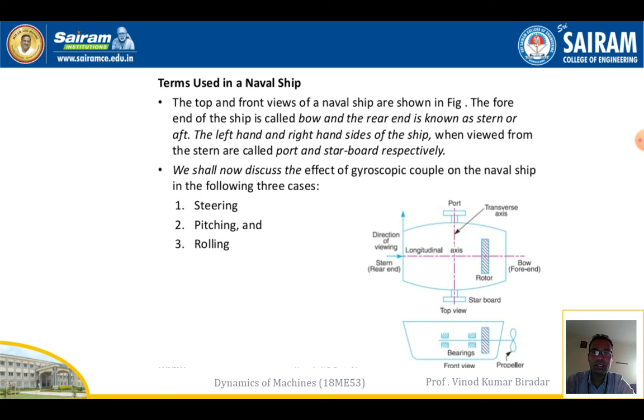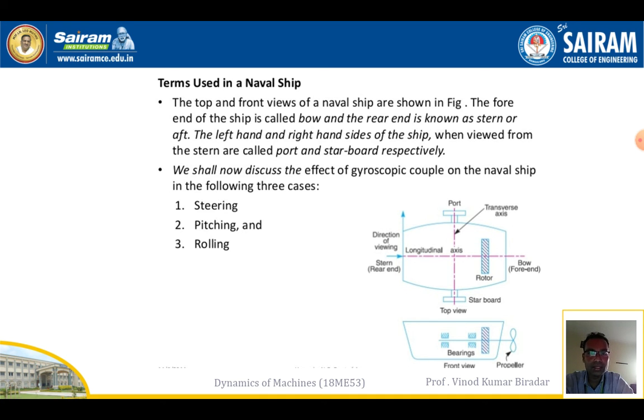Okay, now let us understand the effect of gyroscope in a naval ship. Before understanding the naval ship, what are the terms used in a naval ship? Okay, the top and the front view of the naval ship are shown in the figure I have shown here. The front end of the ship is called the bow and the rear end is known as the stern or aft. Okay, the left hand and the right hand side of the ship when viewed from the stern are called the port and the starboard, that is the right hand side direction.